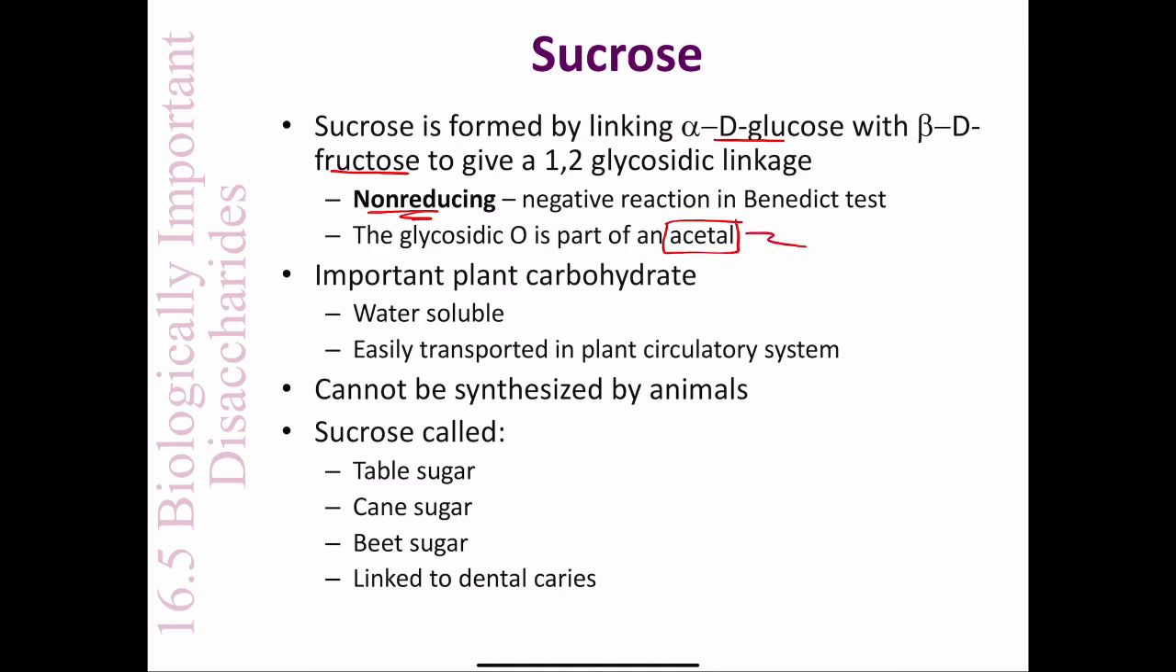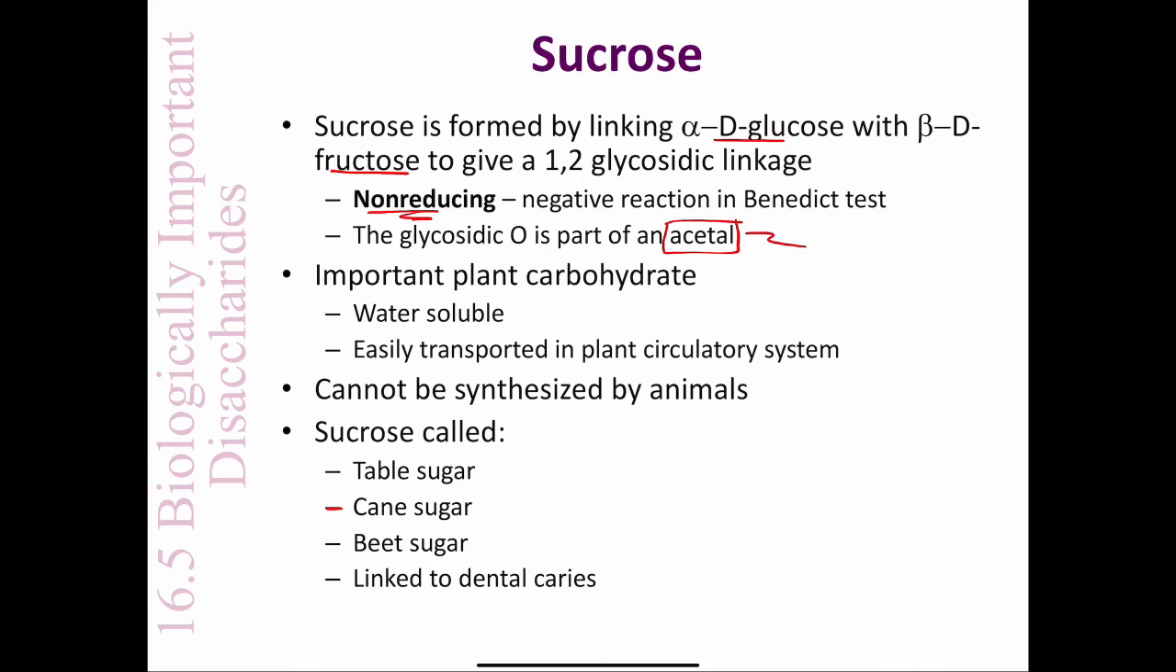A little bit more about sucrose. It's an important plant carbohydrate. Of course, it's found in sugar cane. It's water soluble. You're probably all aware of that. If you've ever made Kool-Aid or put sugar in coffee, it dissolves very well. So it's easily transported throughout the plant circulatory system. And interestingly enough, it cannot be synthesized by animals.